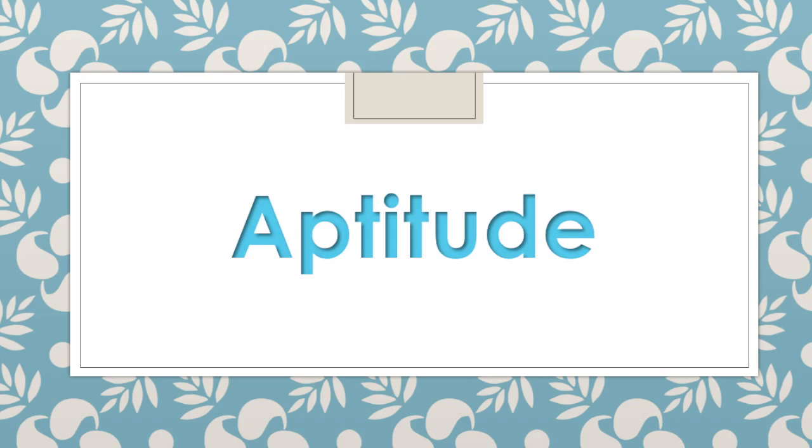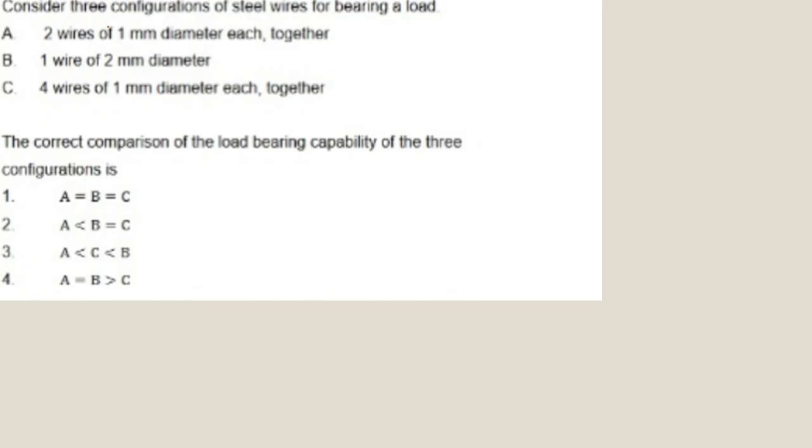Namaste everyone. The question is, consider three configurations of steel bars for bearing a load. A is two bars of 1 mm diameter each together, B is one wire of 2 mm diameter, and C is four bars of 1 mm diameter each together. What is the correct comparison of the load bearing capacity of the three configurations?